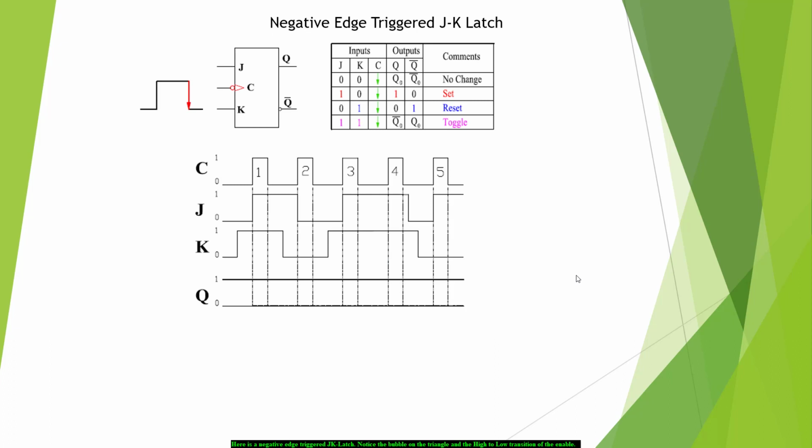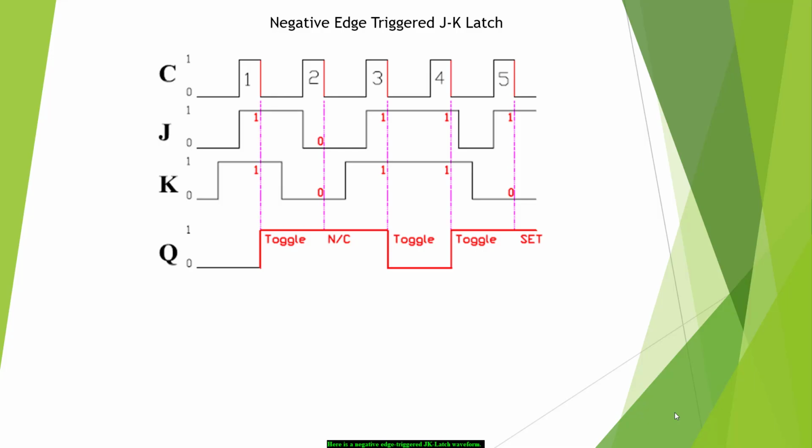Here's a negative edge triggered JK latch. Notice the bubble on the triangle and the high to low transition of the enable. Here's a negative edge triggered JK latch waveform.